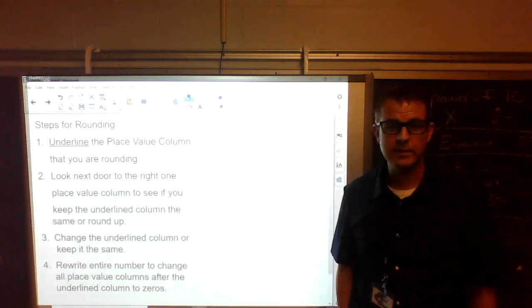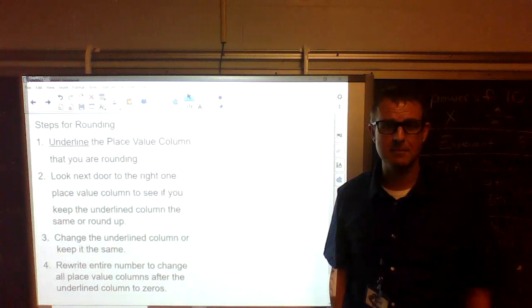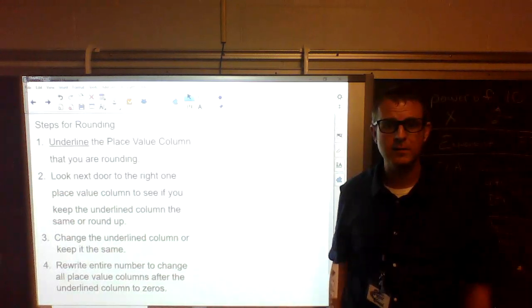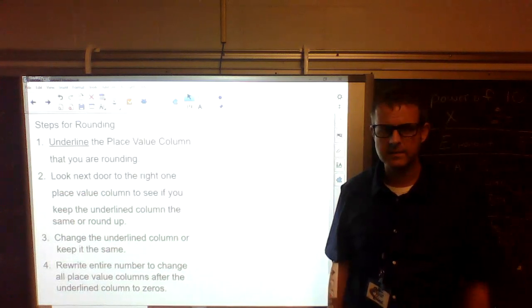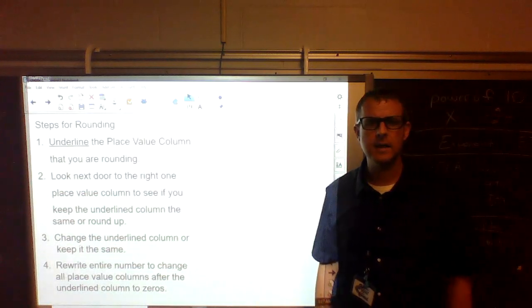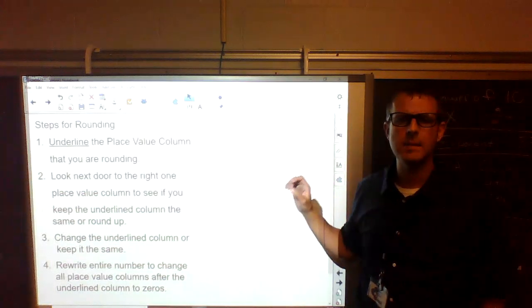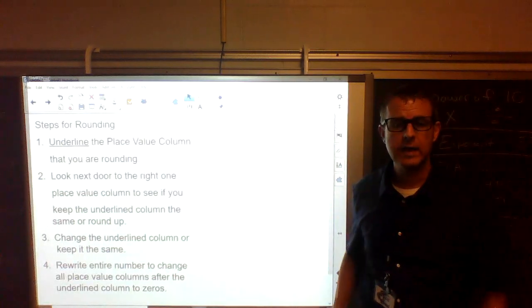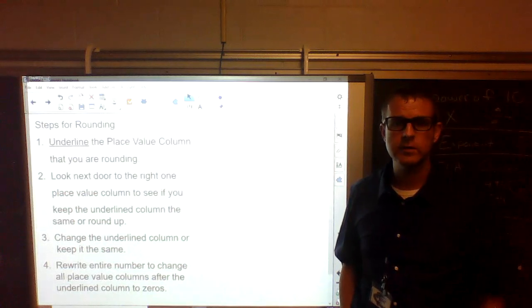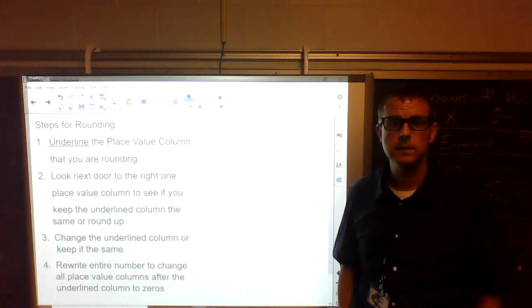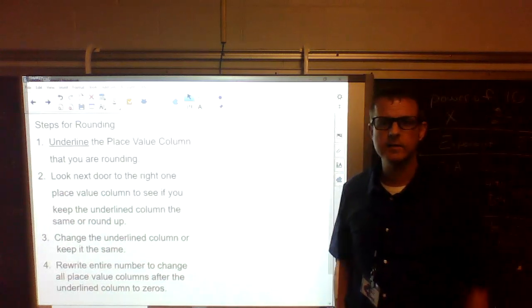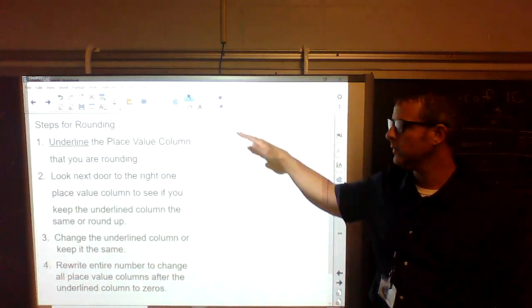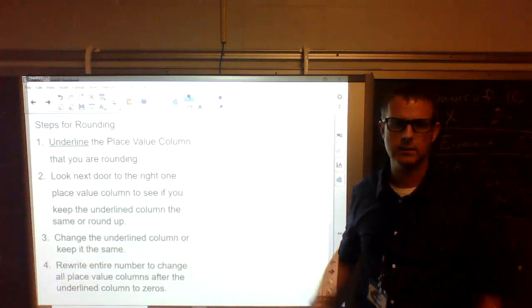Number three, once it tells you to round up or keep it the same, you do it. You're going to either change that number to add 1 to it, or you're just going to keep it the same. And then the last thing that you have to do is every column after the underlined one, the one that you're rounding to, you change the remaining numbers to 0 and you just rewrite it. Rewrite the number. That's it. You're done. So we're going to do a couple of practices. Again, if you needed to pause this video to write this down, this would be excellent for your notes.